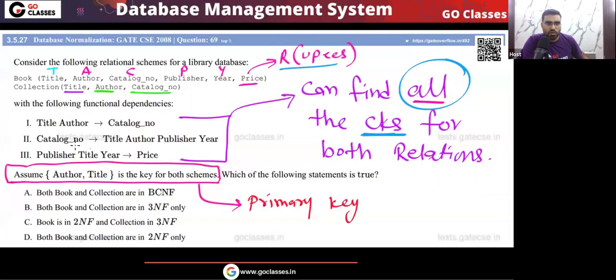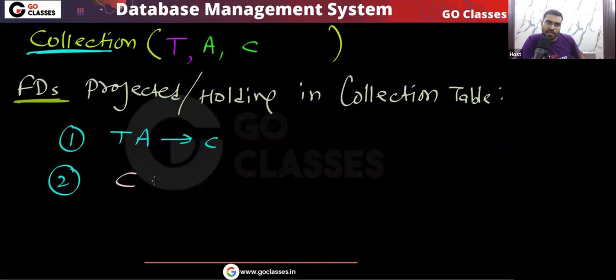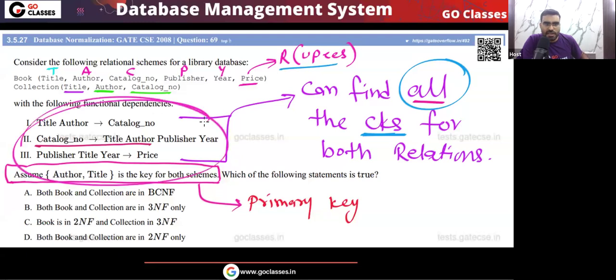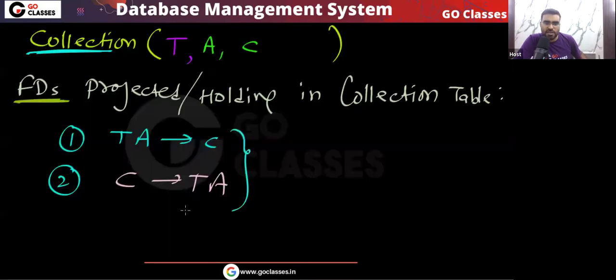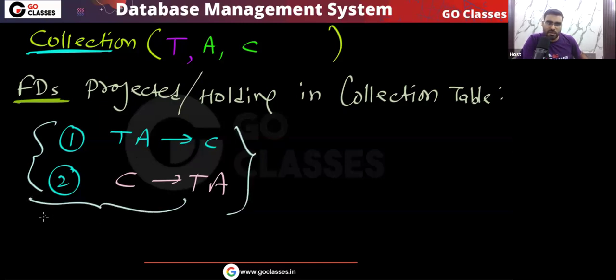So remember, C determines TA. Is there anything else? Between TAC, is there any other FD among these three attributes? There is no other functional dependency. So finally, in this collection table, these are the functional dependencies. These are the FDs of the collection table. Let me write it here.